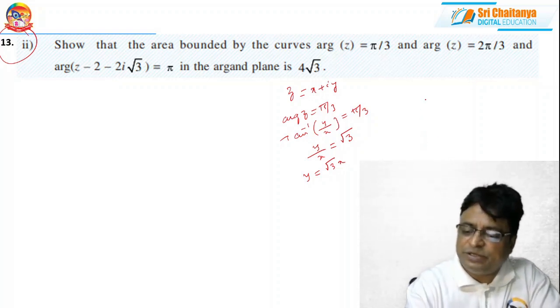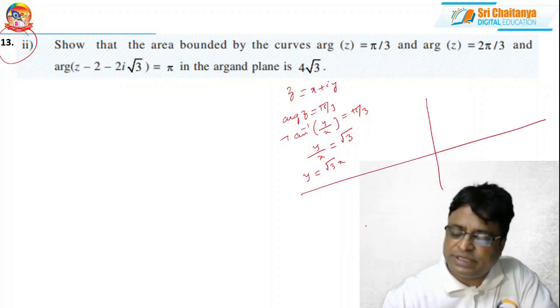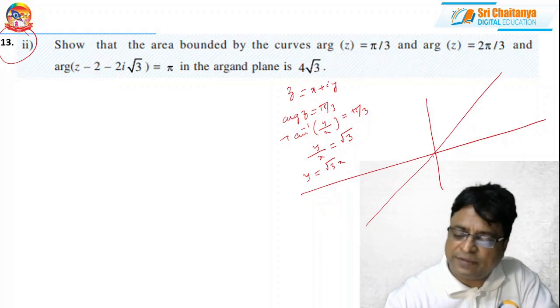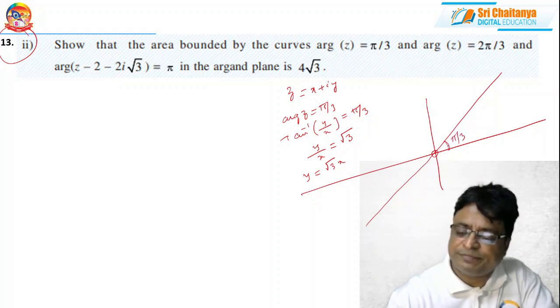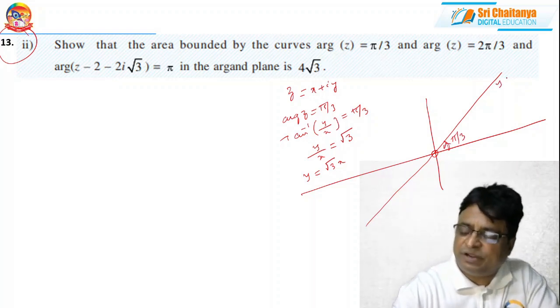That means, consider the graph like this. It is a line like this, passing through the origin, other than the origin. This is the locus. This is pi by 3. This is one line given for you. This is y equal to root 3 x. Similarly, you find the remaining.